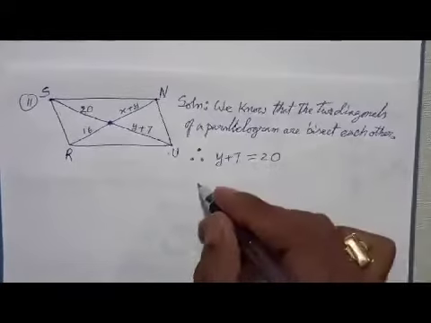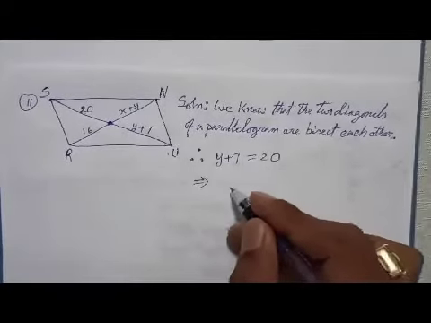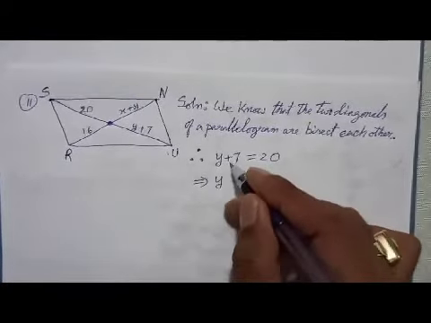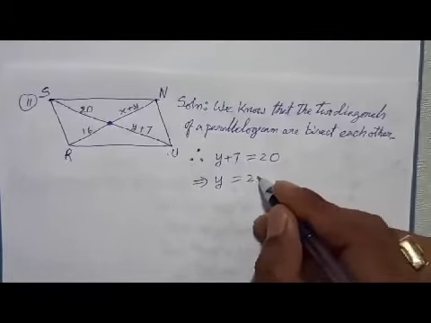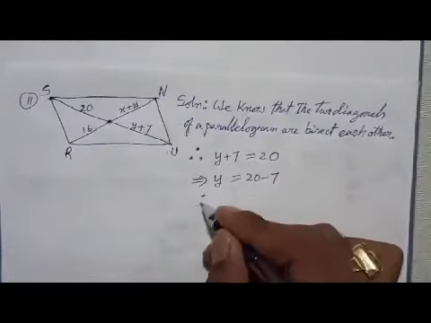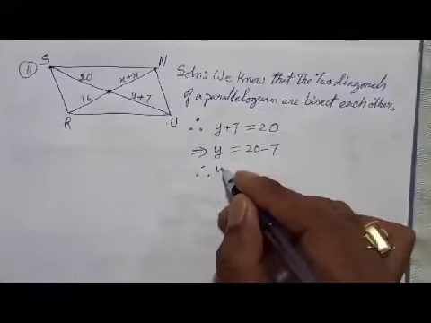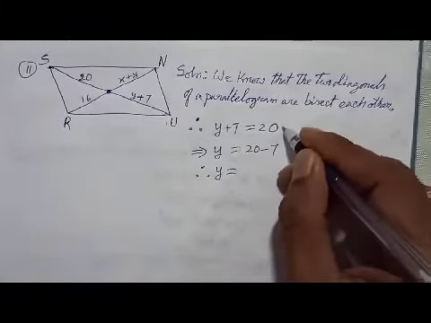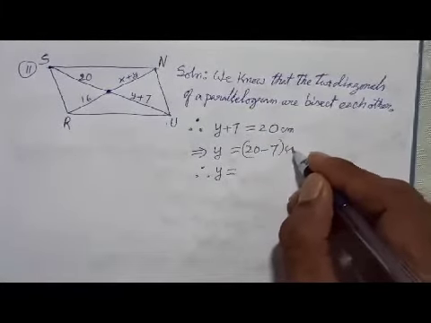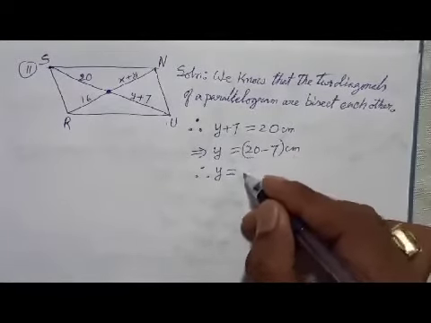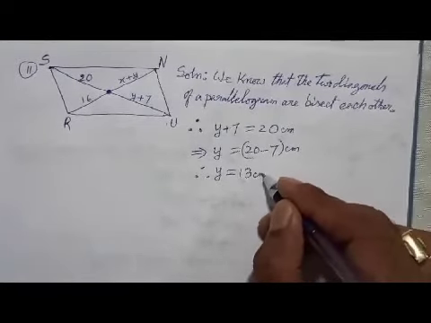Next, if we want to find out y, plus 7 is transposing to the other side, then 20 minus 7. Therefore, y is equal to, this is centimeter and this also centimeter, 20 minus 7 is 13. Now y is 13 centimeter.